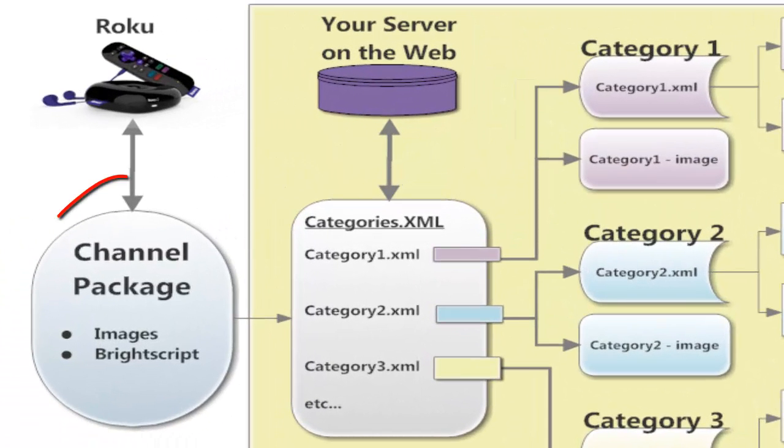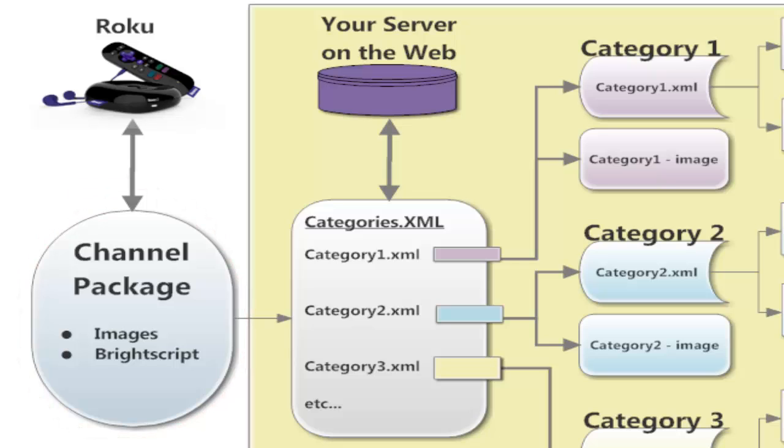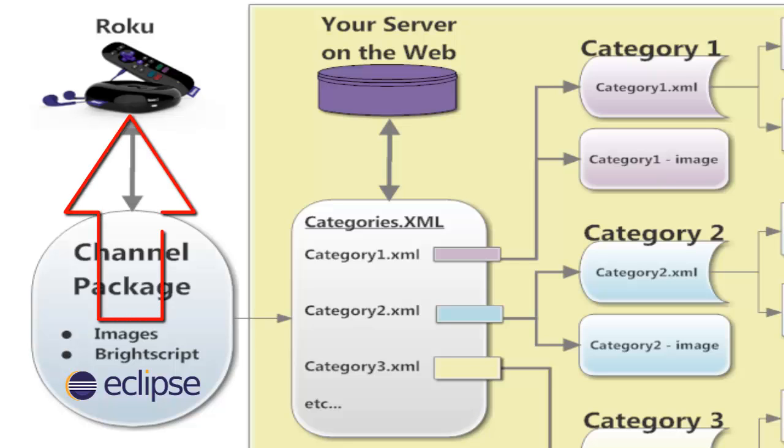The channel package is the part of the channel that is hosted on the Roku player. It's basically the template for the channel. It consists of a few permanent images and also some programming language that tells the channel how it will look and behave. The channel package is what we'll be making using Eclipse, and it's also the part of the channel that gets uploaded to Roku.com and then downloaded to the Roku player whenever anyone adds your channel to their Roku.